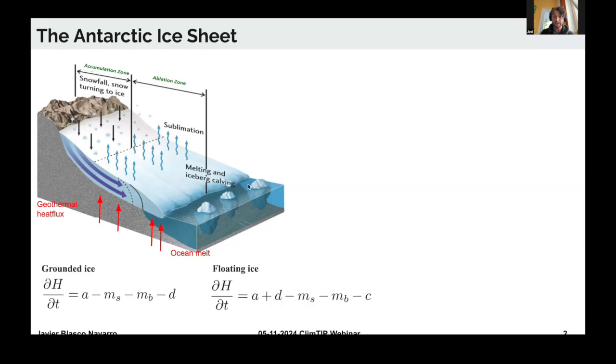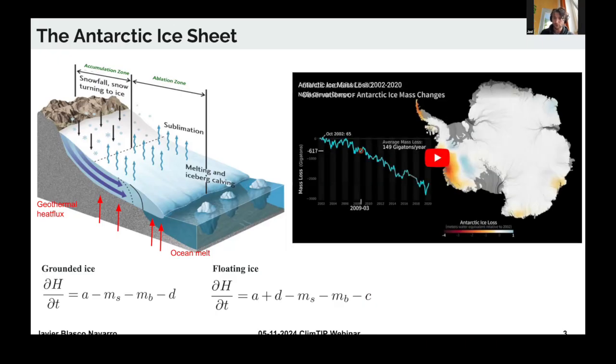So knowing this, it's interesting to understand where we are losing and where we are gaining mass in the Antarctic ice sheet. So I will show you quickly this video from NASA. So you know, if we have a white color, it means the mass balance is almost equivalent to 0. So all the mass we gain is equal to the mass we lose. If we have red colors, it means we are losing more mass than gaining mass. And if we have blue colors, it means we are gaining more mass.